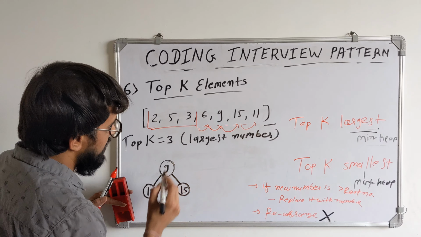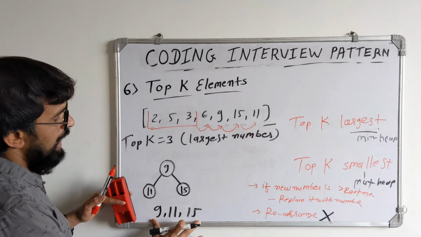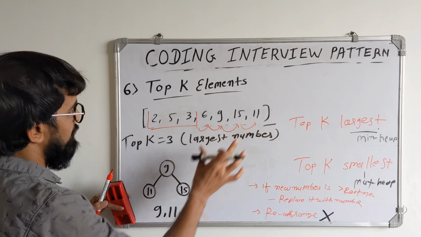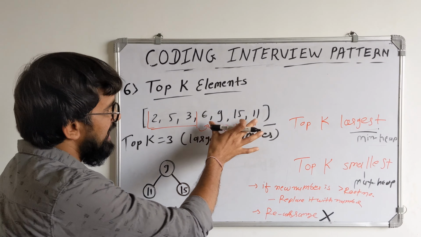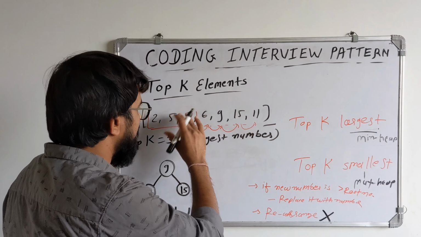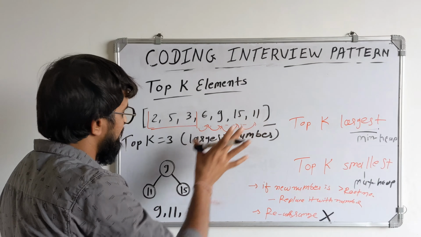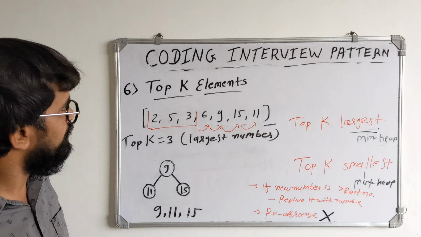There is no number left. That means 9, 11 and 15 are the top 3 largest numbers. If you see it, 9, 15, 11 are the top largest numbers. If accidentally I put this number last, even if you put it anywhere, it doesn't matter. Don't consider that this was the last number so it came in. It's not like that. It's based on this minimum heap property. Clear that, right?